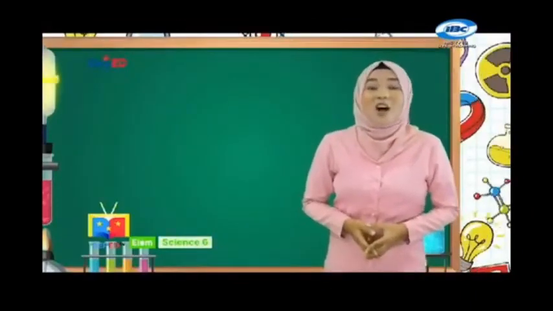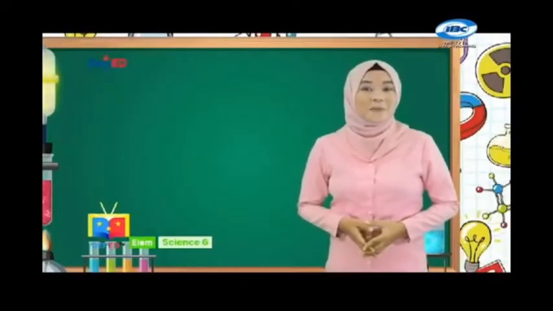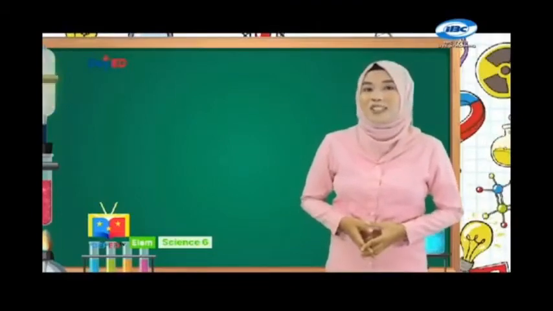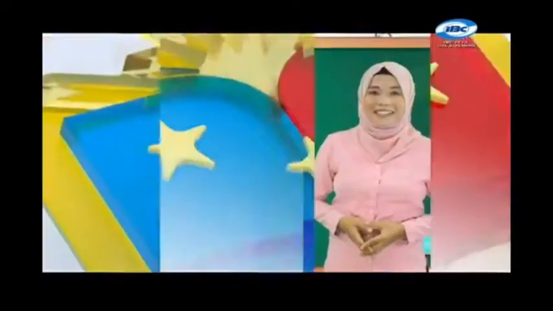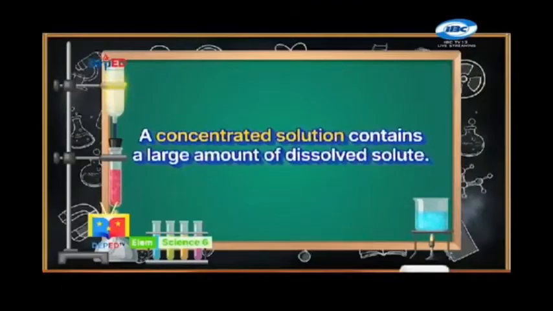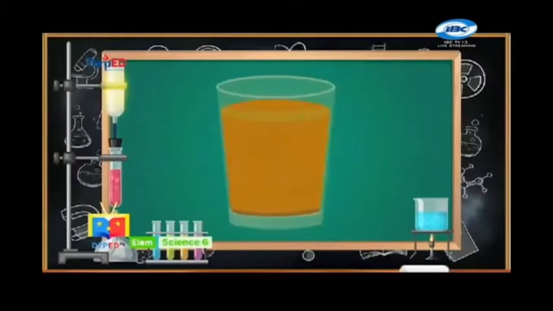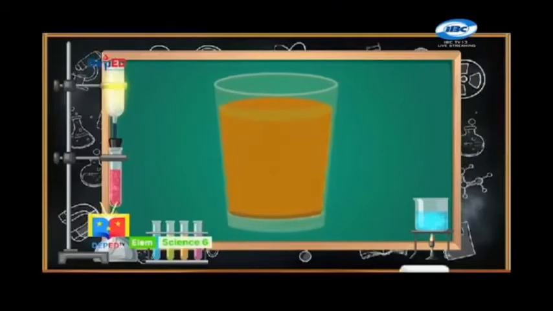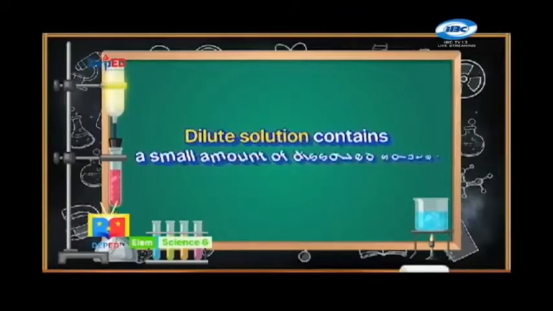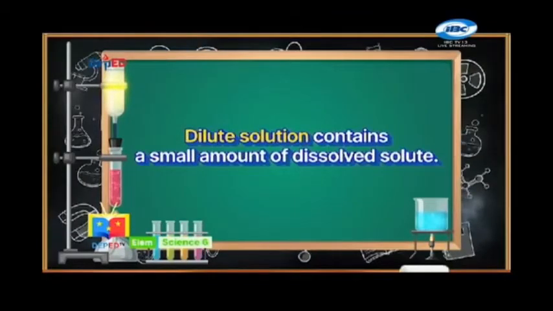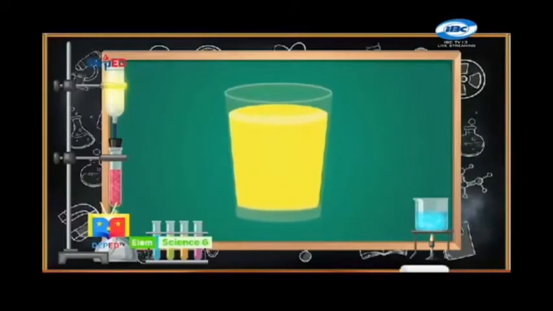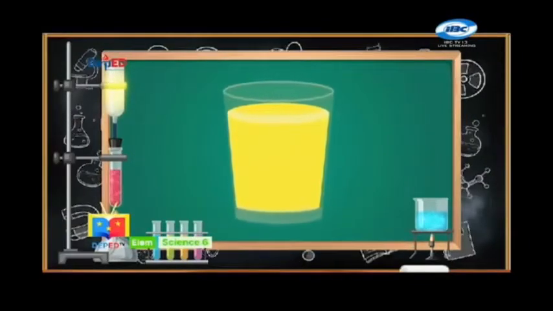Also, the concentration of solution is measured on how much solute is dissolved in a solvent. A concentrated solution contains a large amount of dissolved solute. A darker juice means it has more amount of solute, while dilute solution contains a small amount of dissolved solute. This is a picture of a dilute solution.